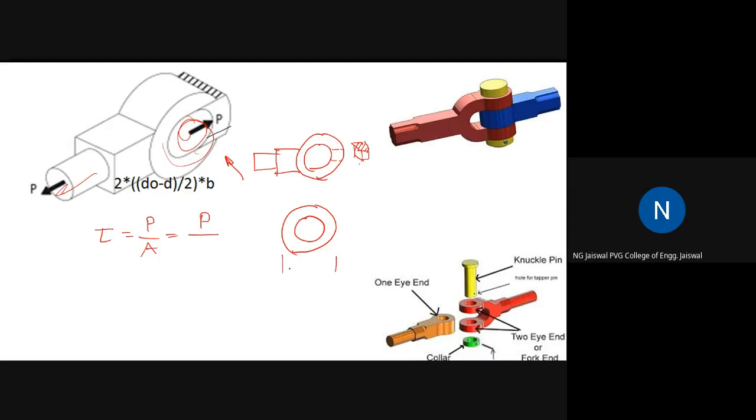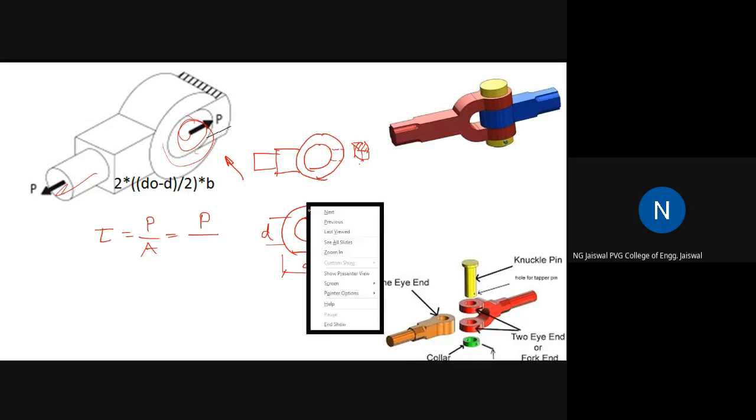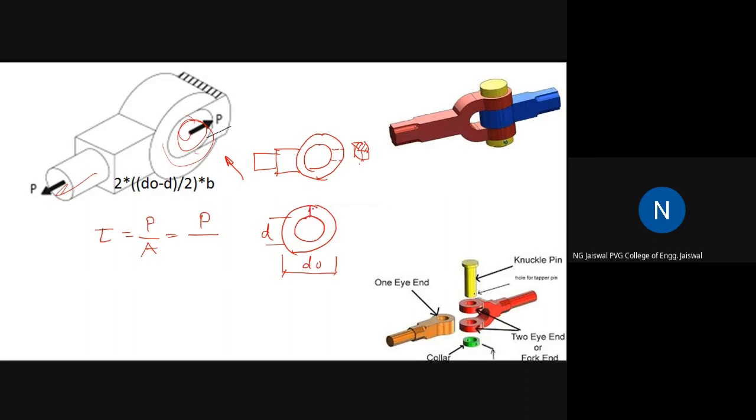The total diameter is said to be, say, DO, and this smaller diameter is said to be, say, D. If so, it means this length will be equal to (DO minus D) divided by 2. If this is the length (DO minus D) divided by 2, this also must be the length (DO minus D) divided by 2. So same length.